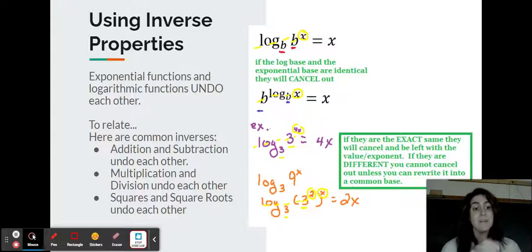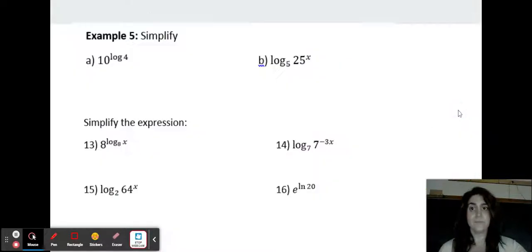Okay, so again, that's very important. If you can rewrite it to have the same base, if you can rewrite it as an exponential value, do so. Get it to cancel out so that way you can use it to solve or do whatever it is that needs to be done with that expression. And again, we'll go through all of these.